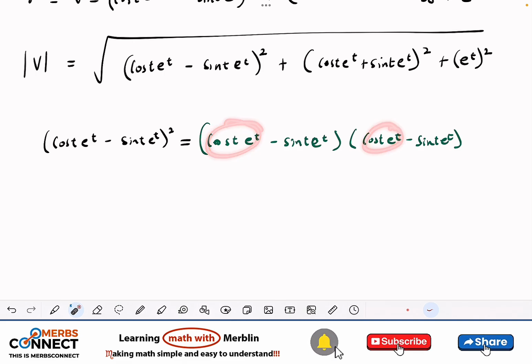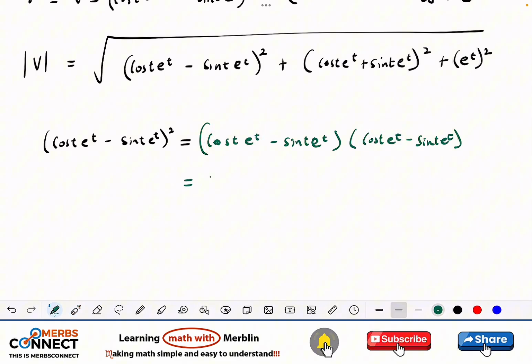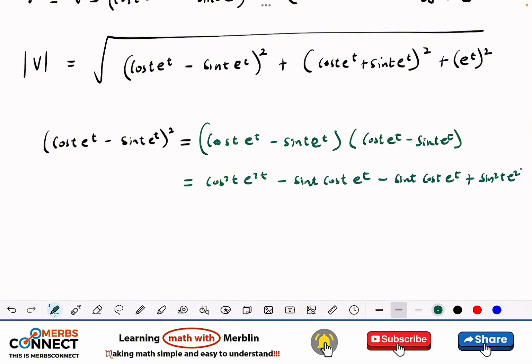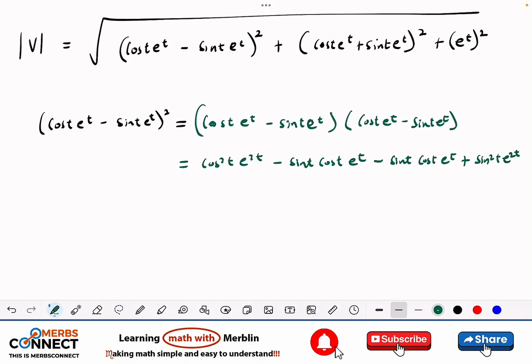This times this is going to give us cos² t e^(2t). Then this times that, I'm going to have minus sin t cos t e^(2t). Then I multiply this one by this, so I'm going to have minus another sin t cos t e^(2t), and the last one will be plus sin² t e^(2t). So when I expand, that's what I'm going to get.